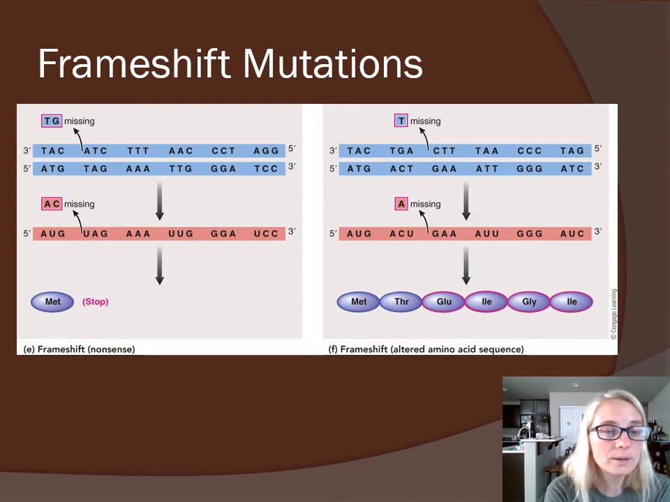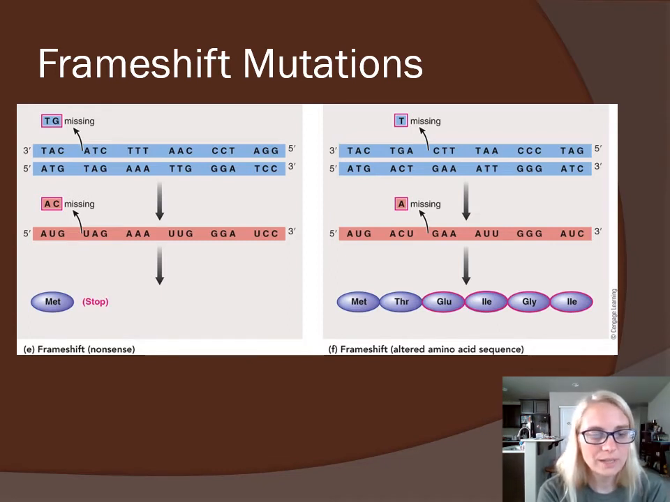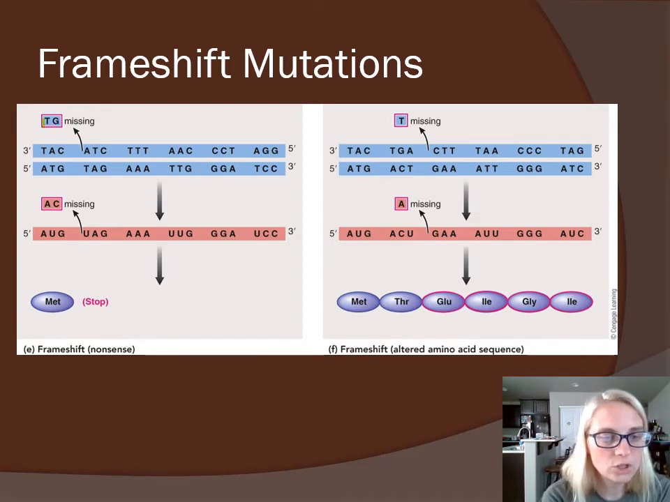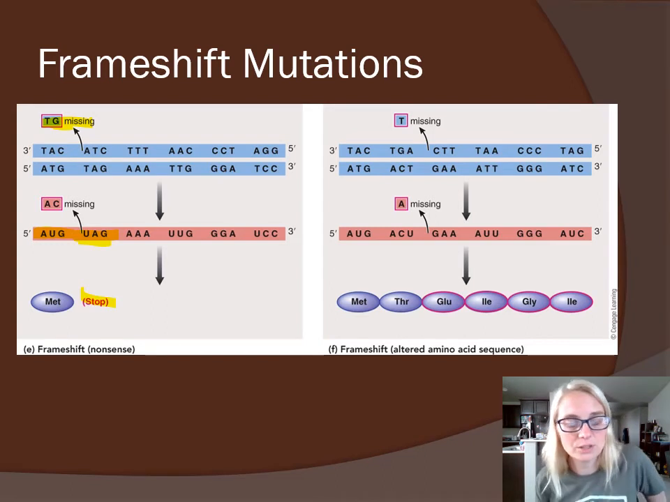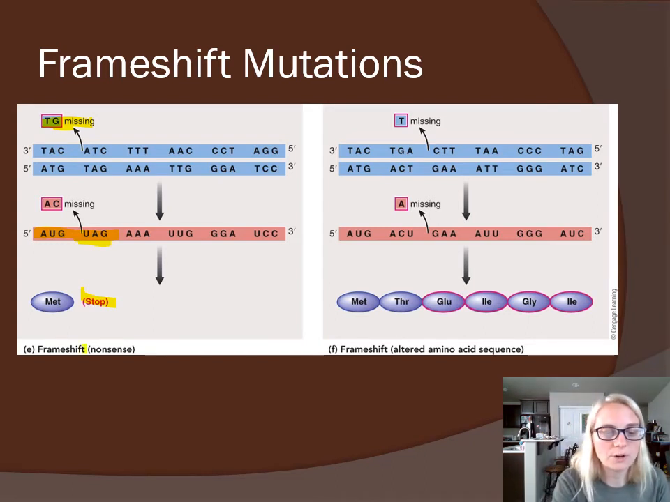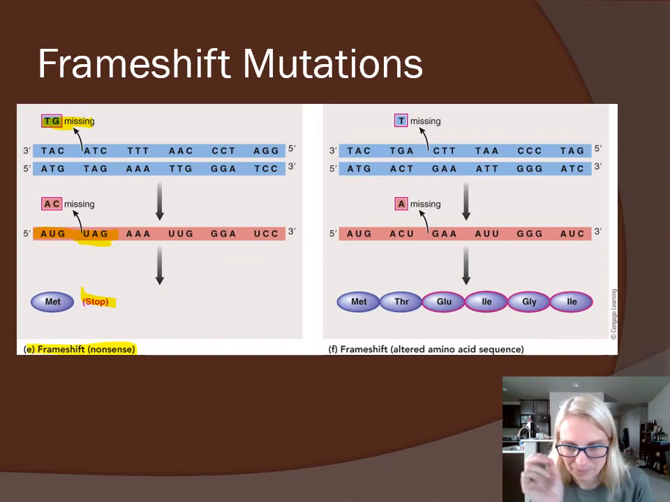So for this first one, I don't have the normal code, but let's say this whole TG is missing, and that's going to affect, here's our start codon. We're missing the AC. It would normally be ACU, I believe, but then everything's shifted. So now we have a UAG, which goes for stop. So after methionine at stop, you're done. You get 1 amino acid and you're done. So this is a nonsense frameshift. Okay. The other one, they just took out 1 letter, but again, you're still changing your codon.